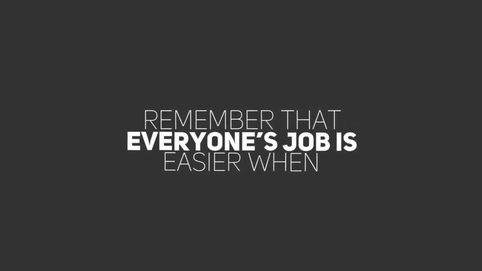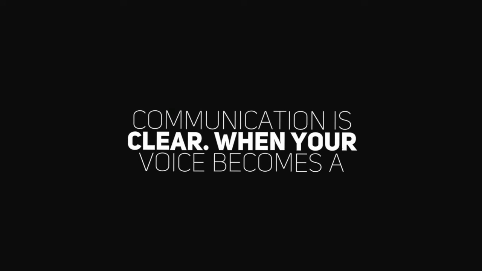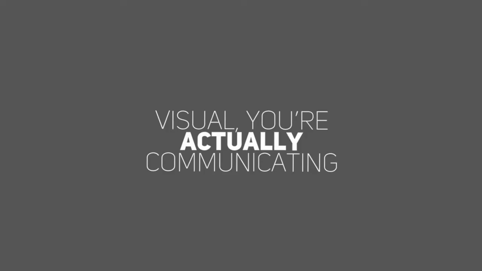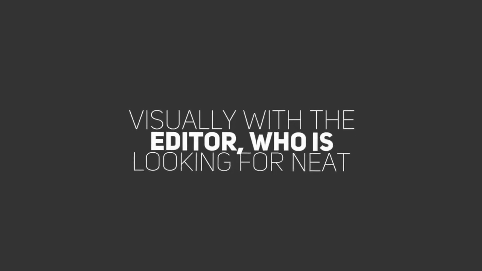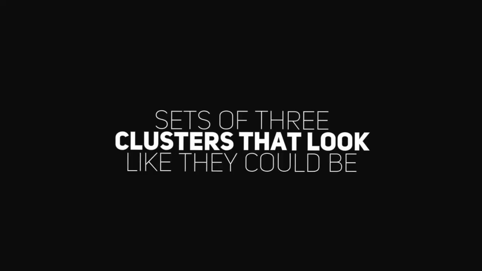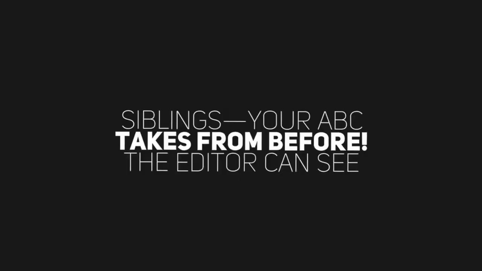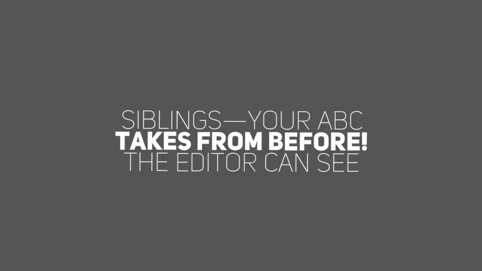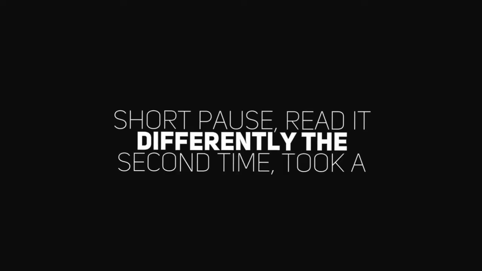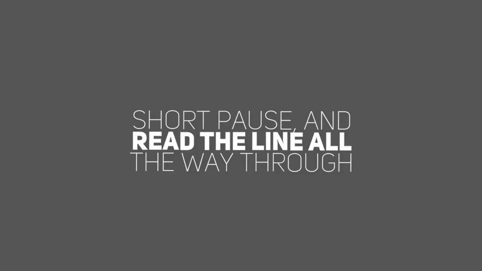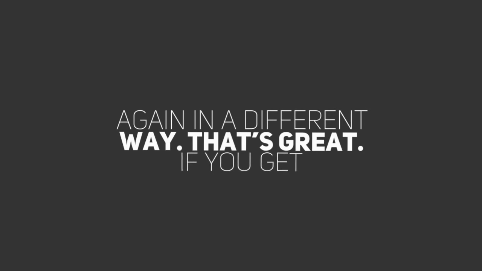Remember that everyone's job is easier when communication is clear. When your voice becomes a visual, you're actually communicating visually with the editor, who's looking for neat sets of 3 clusters that look like they could be siblings. Your ABC takes from before. The editor can see that you read the line all the way through, took a short pause, read it differently the second time, took a short pause, and read the line all the way through again in a different way.